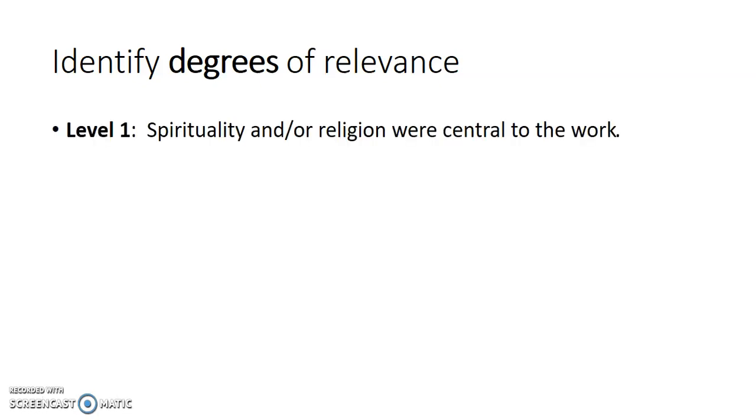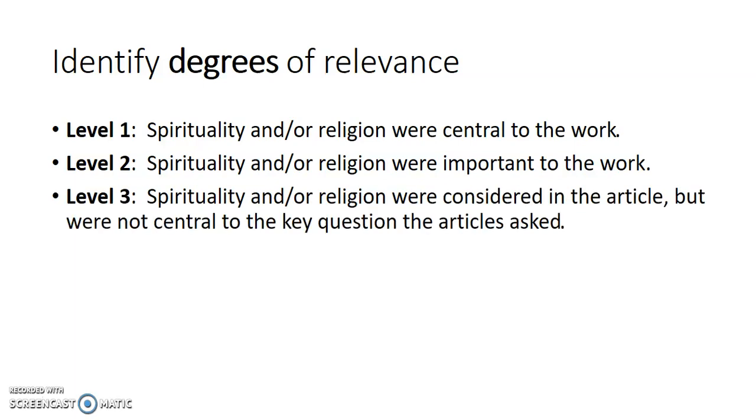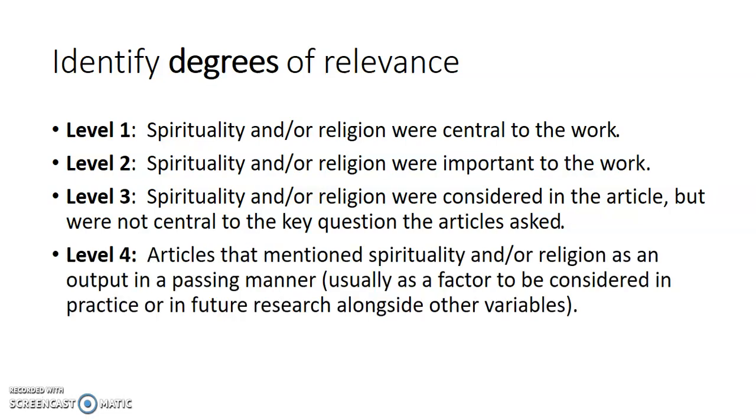What I felt worked for me was that there were the articles where spirituality and/or religion were absolutely central to the work. They're what the work was about, and they were key to it. And then there were ones where spirituality or religion were as important to the work as another aspect, and the other aspect was nurse management. Then you had ones where spirituality and religion were talked about, but weren't central, though they were given a respectful amount of coverage. And then you had ones where they were considered as a variable alongside a lot of other ones. They weren't critical, but were just one output that was discussed amongst others.